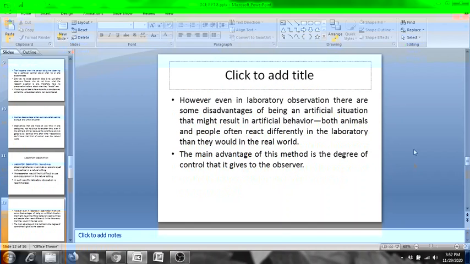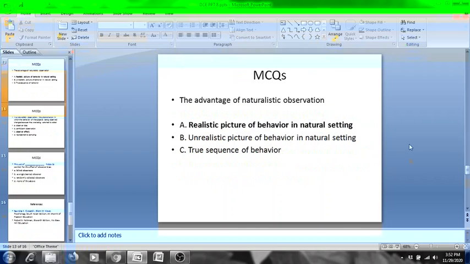However, even in laboratory observation, there are some disadvantages of being an artificial situation that might result in artificial behavior. Both animals and people often react differently in the laboratory than they would in the real world. The main advantage of this method is the degree of control that it gives to the observer.